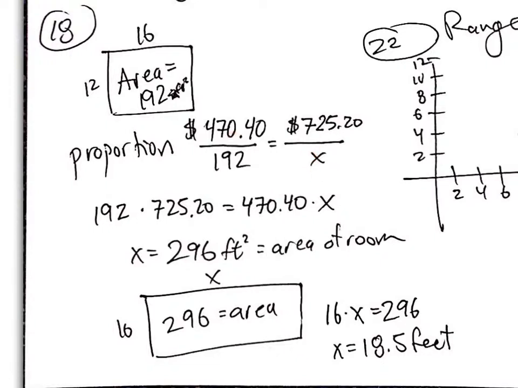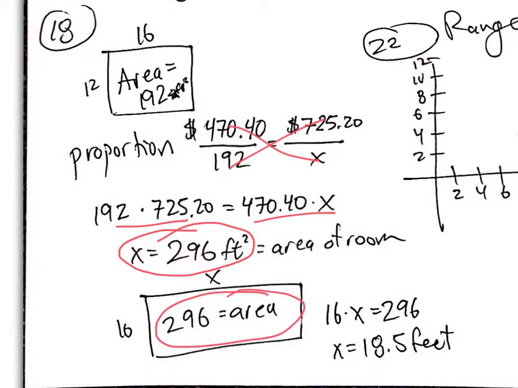So set up a proportion like this. So this would be like cost to area equals cost to area. And we're going to cross multiply and divide. So there's the cross multiplying. And then after dividing, we end up with x equals this. So that is the area of the room that I can carpet for $725.